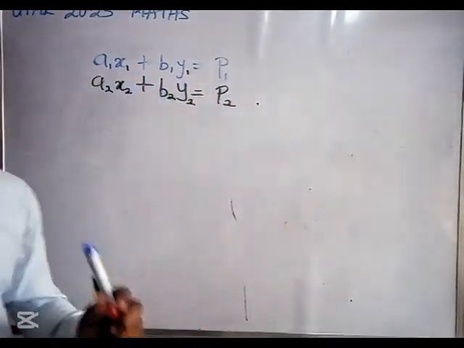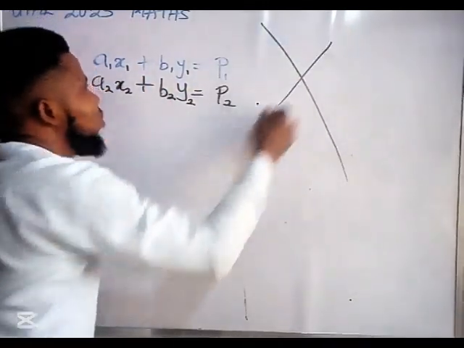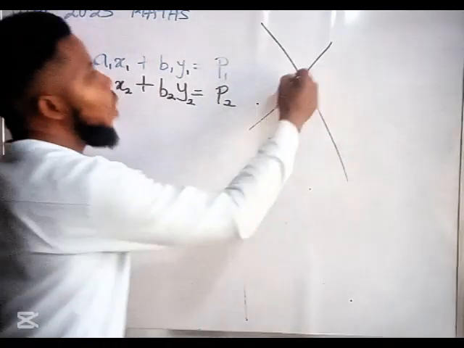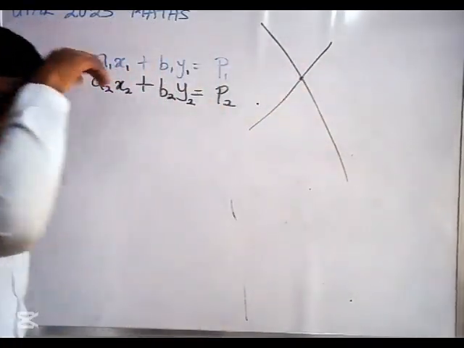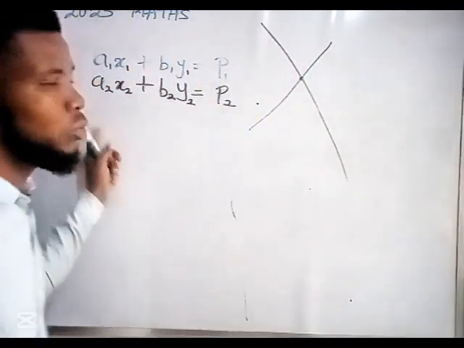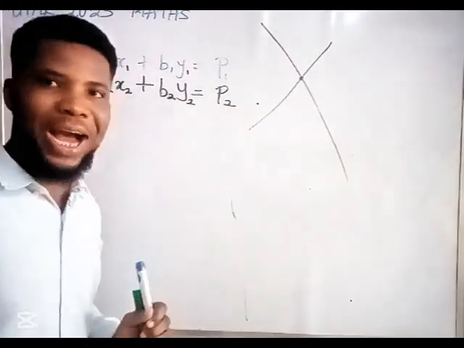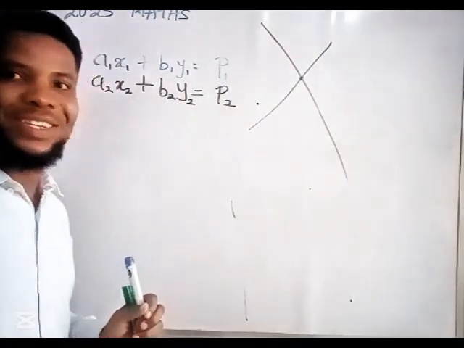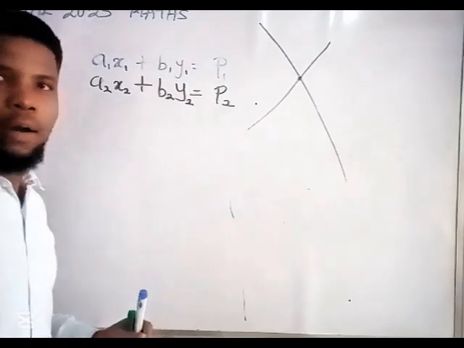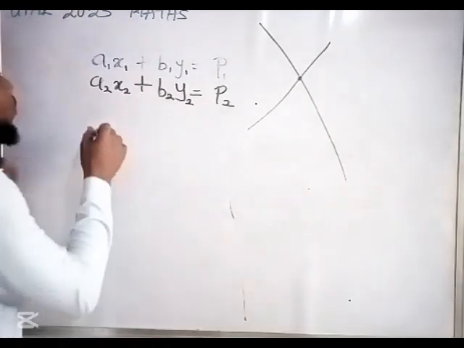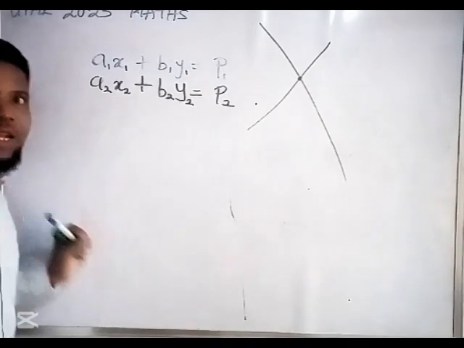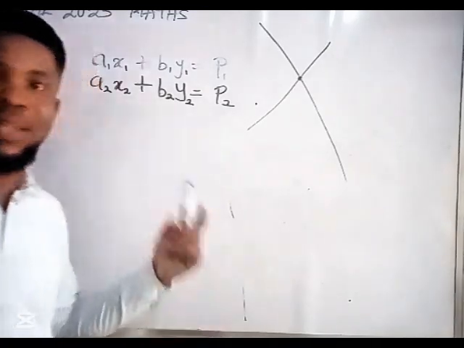Now you have two separate lines, the first one and the second one. What would be the point of intersection here? So we apply Cramer's rule. And remember, when you have simultaneous equations, you can also apply this Cramer's rule. So look at it: you obviously find x and y.